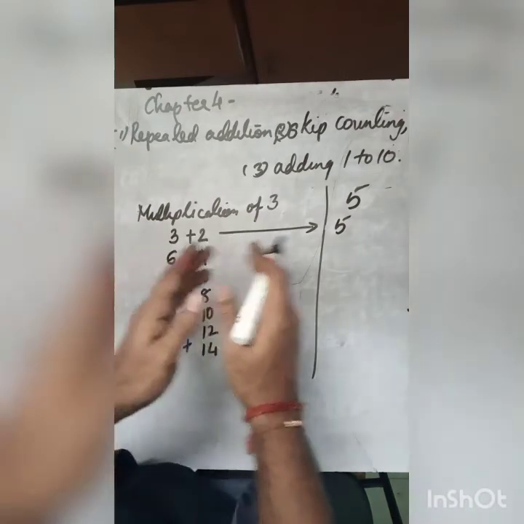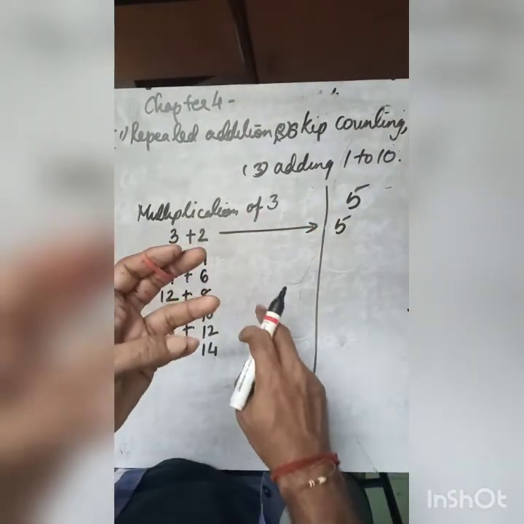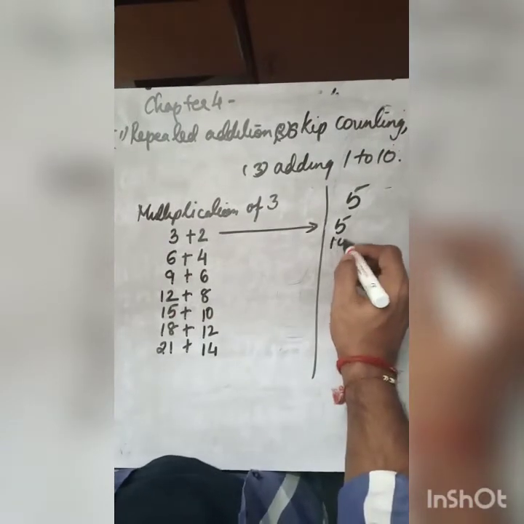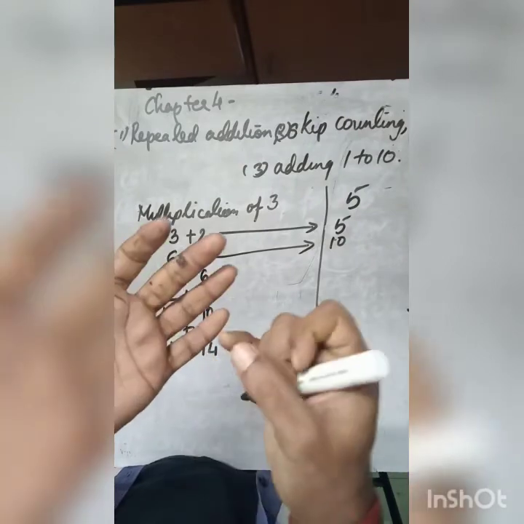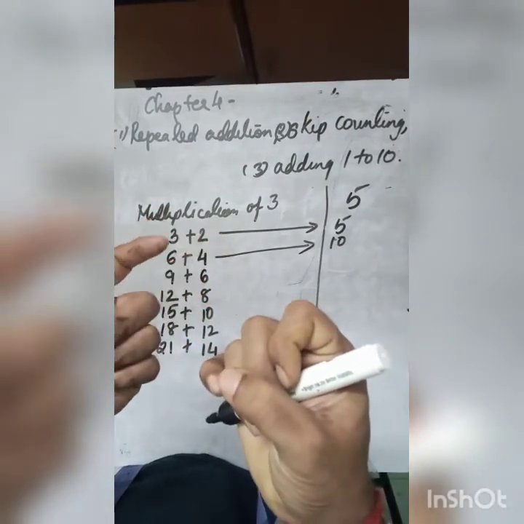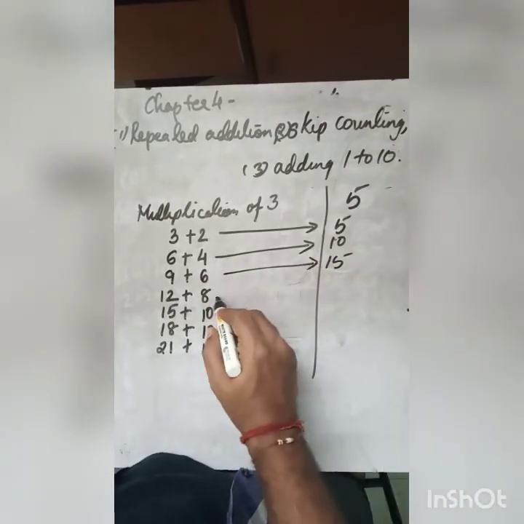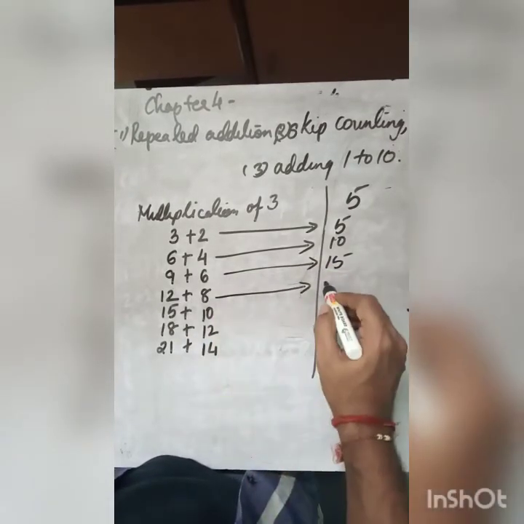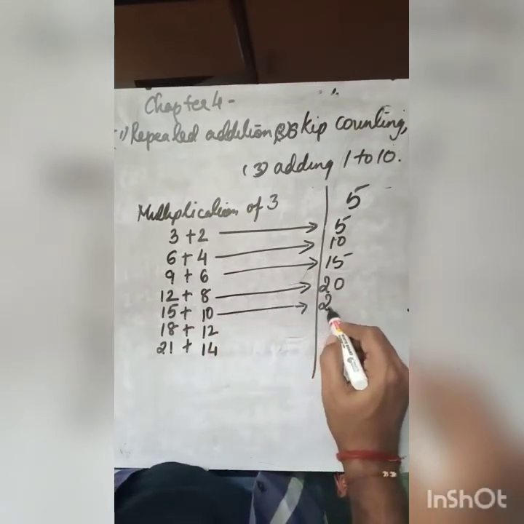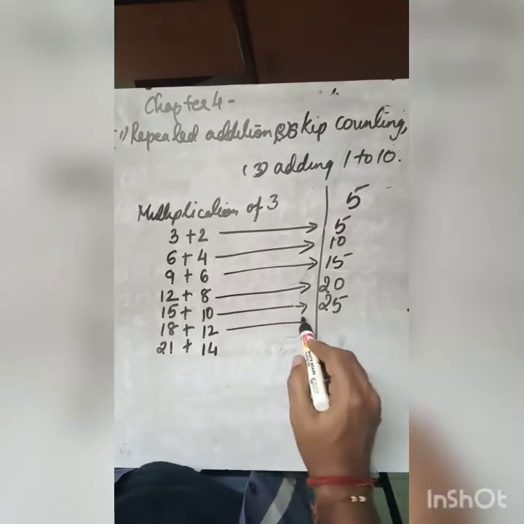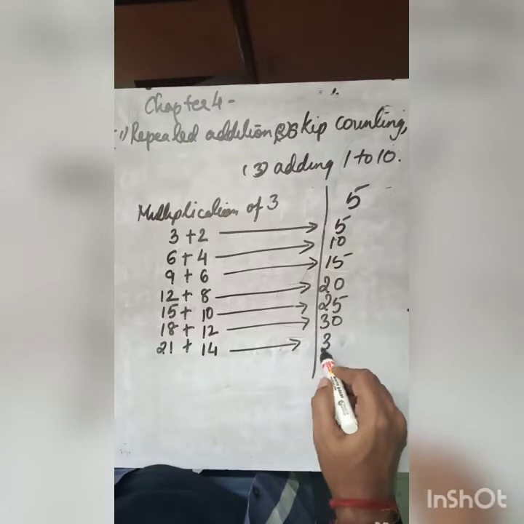What I need to do is do addition. When I keep on adding this number, automatically I'll get the table of 5. Just like they go 6 plus 4, 7, 8, 9, 10. 6 plus 4 is 10, so I get the table of 5. 9 plus 6, 10, 11, 12, 13, 14, 15. 8 plus 12, if you add this, you'll get the number 20. 15 plus 10 will give me the answer 25. 18 plus 12 will give me the answer 30. 21 plus 14 will give me the answer 35.